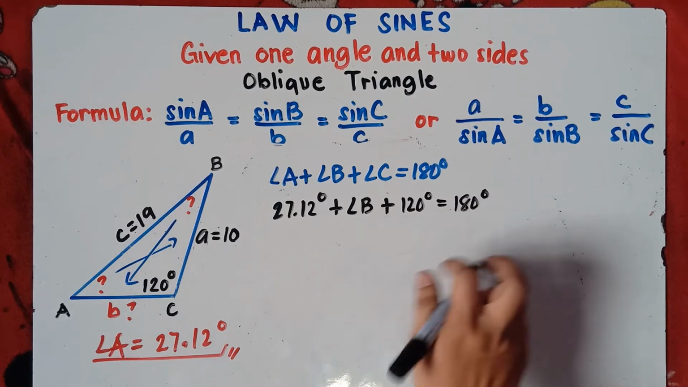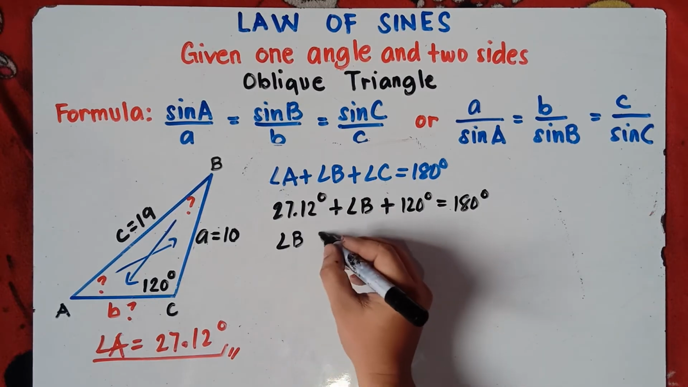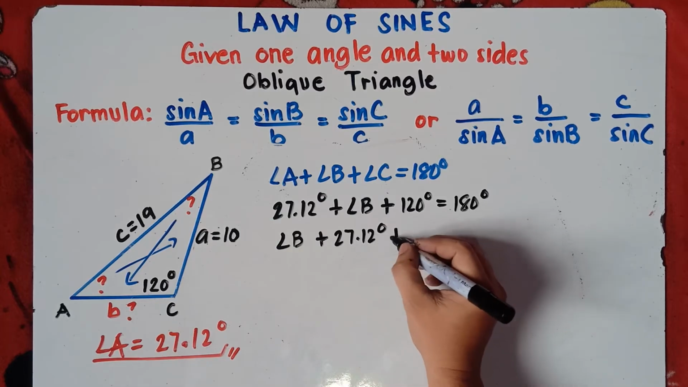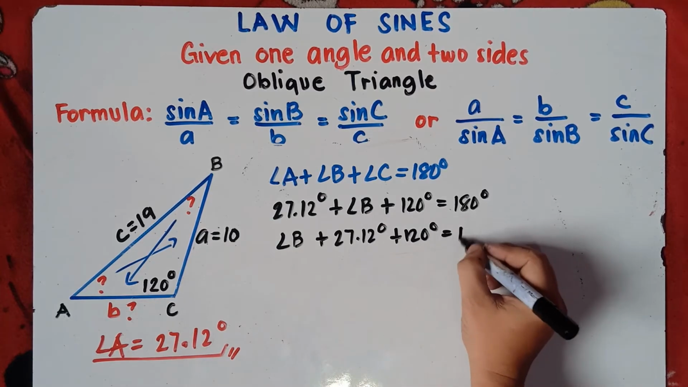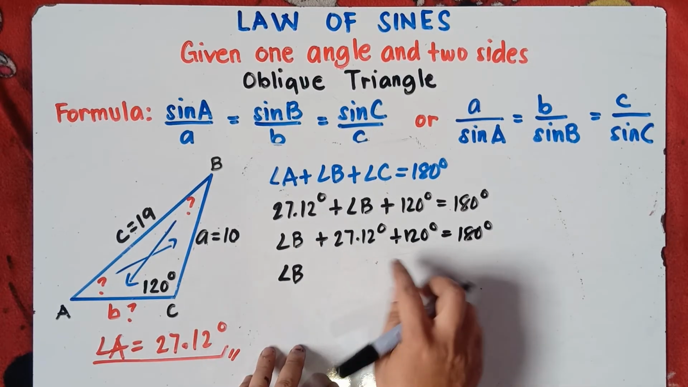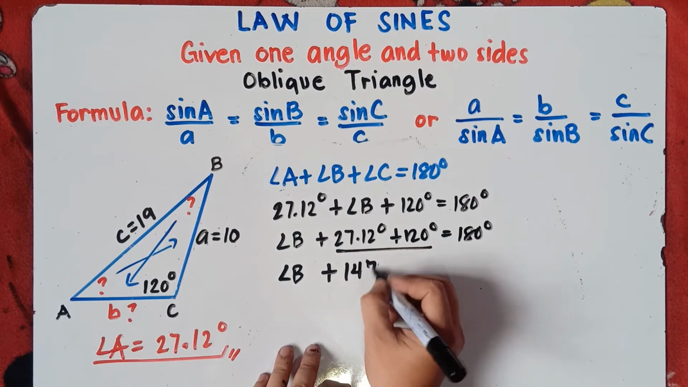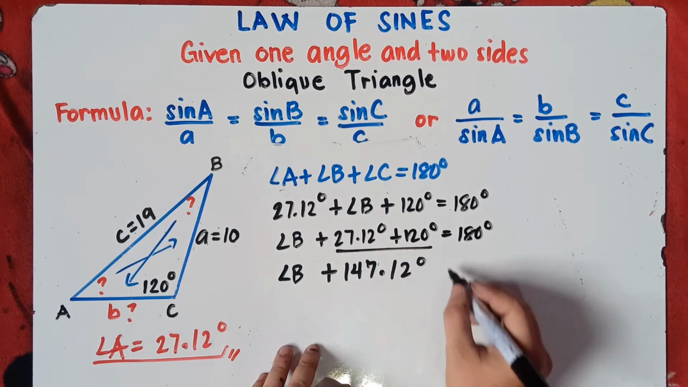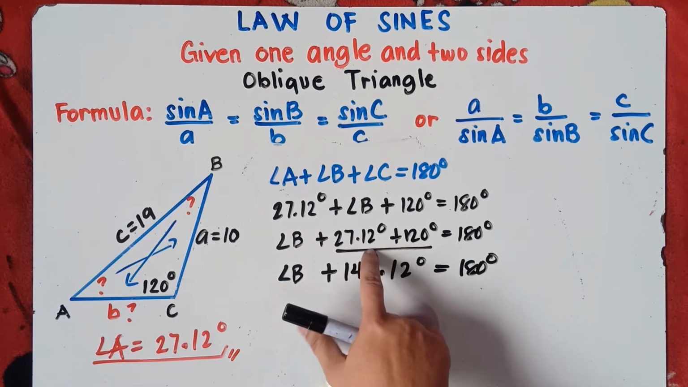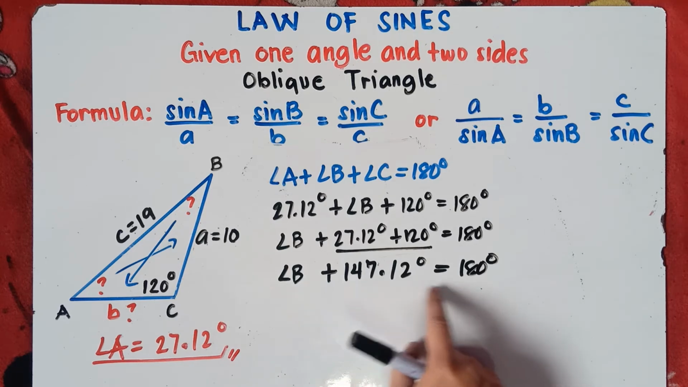Alright, and then we arrange for us not to be confused. So we can copy angle B first. Angle B plus this one, 27.12 degrees plus 120 degrees equals 180 degrees. And then you add this up, combine this one. This will be 147.12 degrees equals 180 degrees. Once again, 27.12 plus 120 degrees, that would be 147.12 degrees.